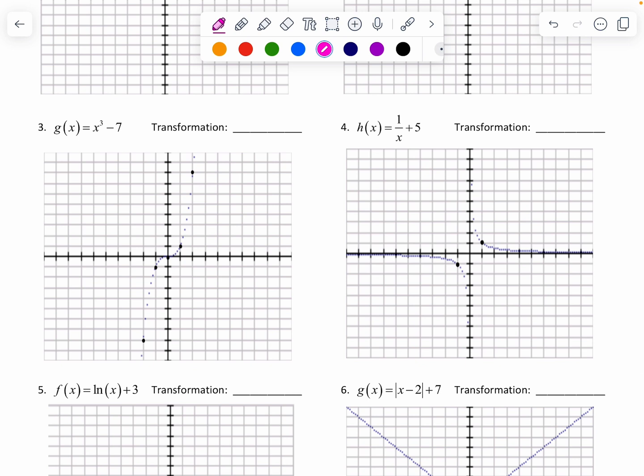All right, number 3, I see a cube, so I know that's a cubic, and you can see that nice S shape. That minus 7 is outside of the x cubed, so outside tells me up or down, so it is going down 7. So each of these points, I'm going to move down 7. Notice the one on the left, you really can't move it down 7 because it goes off the graph, so we're just going to ignore that one. So my new cubic function that went down 7 looks like this.